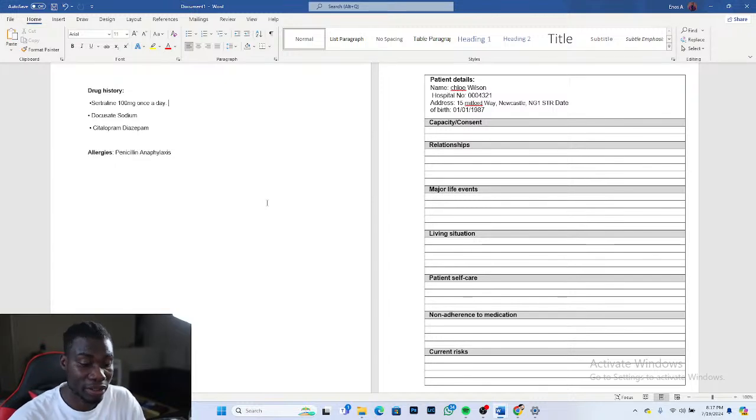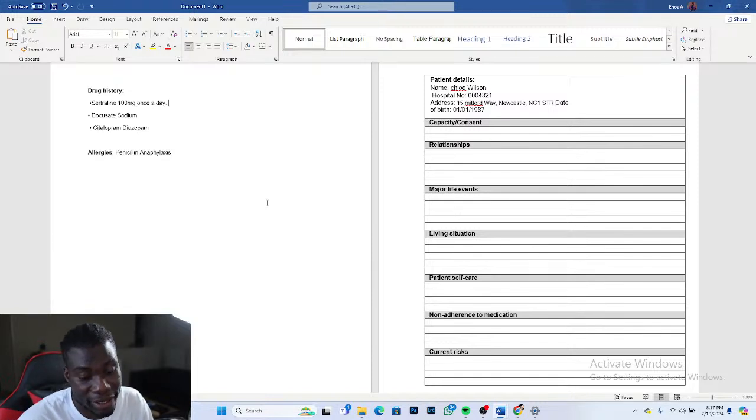So at this point, you have the document in your hands, you read it back. So I have with me here Chloe Wilson, hospital number 004321, address is Medford Way, Newcastle, and then the date of birth is the 01 01 1987. Assessor, I can confirm that I am with the right patient. So at this time, you've confirmed that you are with your right patient.